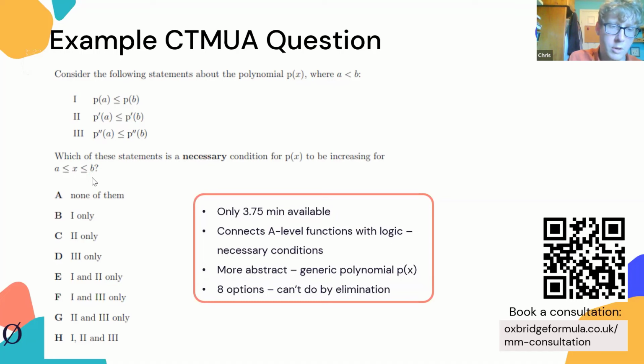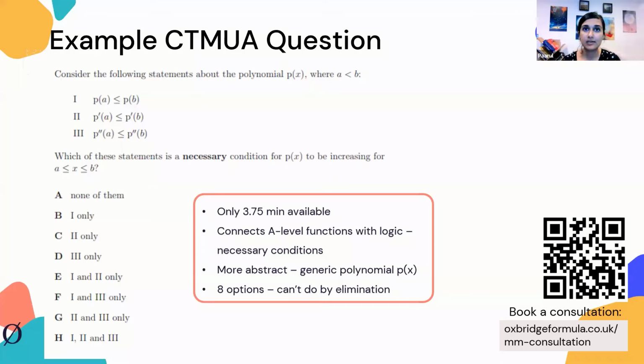But actually, if you look at the options, it's allowed to be two of them, or even all three, or none of them. So that means you have to check each one separately, which makes elimination impossible, and you can't just stop once you've done one. It's basically 3 questions in one. It's longer than it looks.